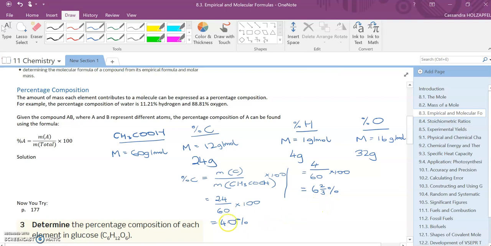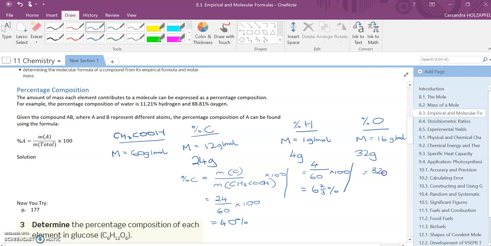We could add this up and we know that we've got 46 and 2/3 of the mass accounted for. So we could do 100% minus 46 and 2/3. I still want to show you using this formula though. So let's go ahead and do this last one. So percentage composition of oxygen.